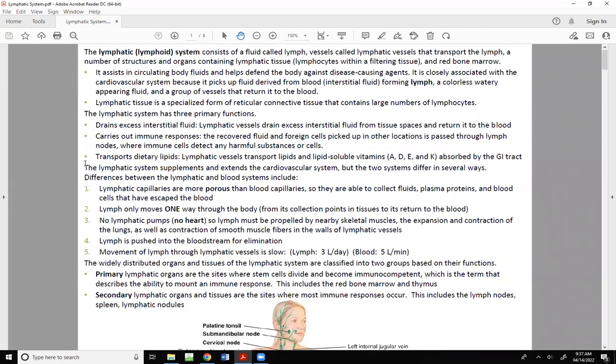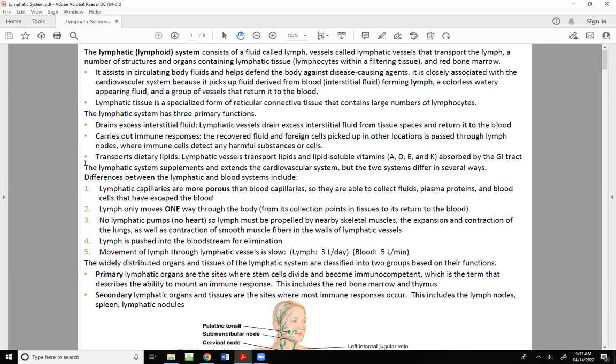All right, so the lymphatic or lymphoid system consists of a fluid called lymph, vessels called lymphatic vessels that transport the lymph. Then you have a number of structures and organs containing lymphatic tissue, which is a type of tissue with lymphocytes inside. And the lymphocytes, remember, are the white blood cells that we previously learned about just a couple class periods ago. Those are one of the 5 types of white blood cells.